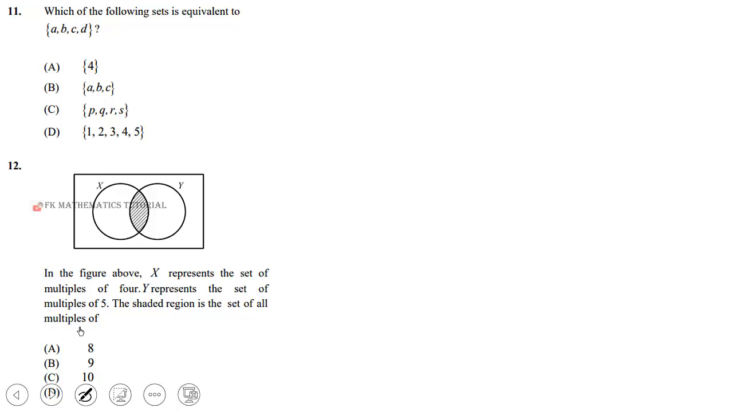Question 11 says, which of the following sets is equivalent to set A, the set containing elements A, B, C, D? So this set has 4 elements. Any other set that has 4 elements will be equivalent to this set, which is option C.